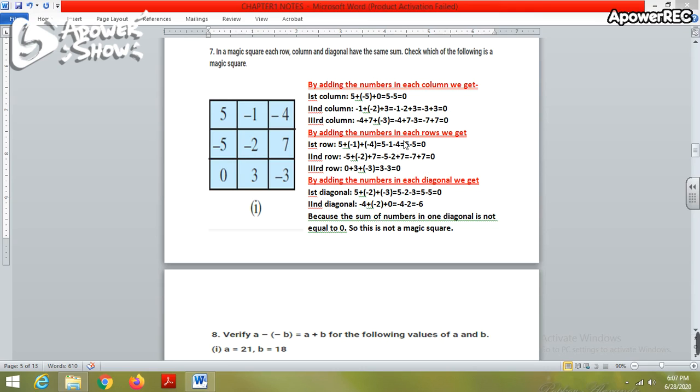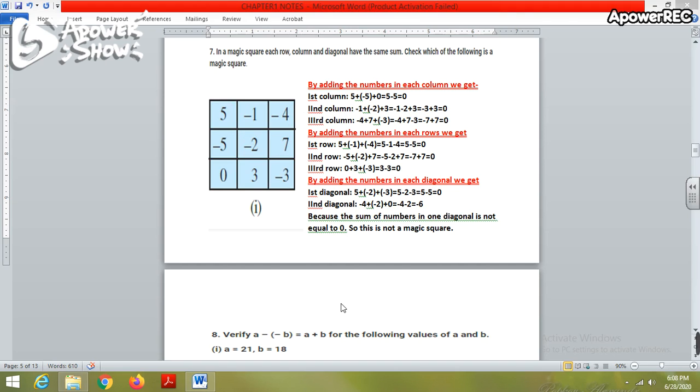Although the sum of the numbers in each column and each row equals 0, we have a diagonal in which the sum of the numbers is not equal to 0. That means this square is not a magic square.